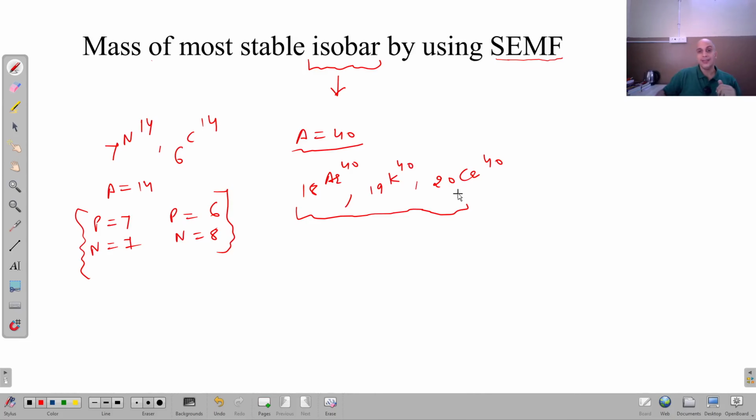Now how can we tell which of these 3 will be the most stable? Which of these 3 nuclei is the most stable? So I must have a formula that can tell me that. In some cases in the periodic table, there are some mass numbers at which we can have around 10 isobars, right? Now we must know which of these isobars is most stable. So for that I am going to take the help of the semi-empirical mass formula, right?